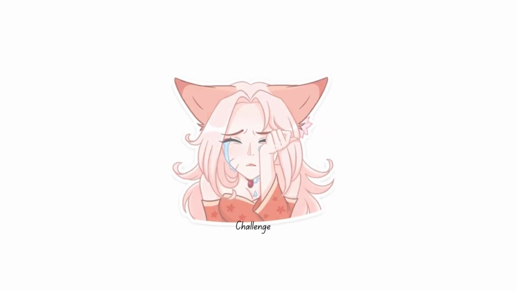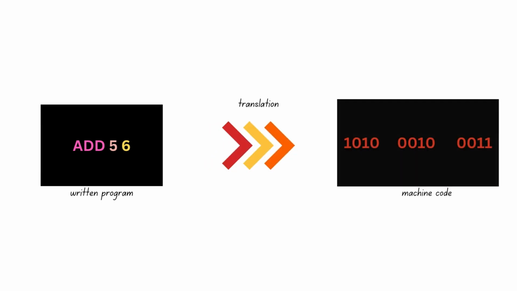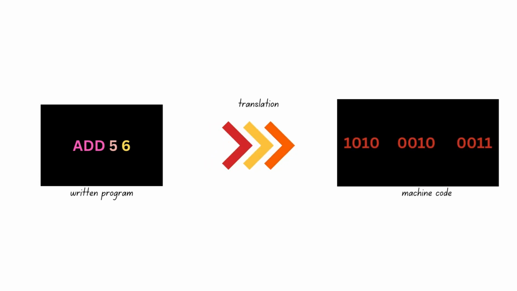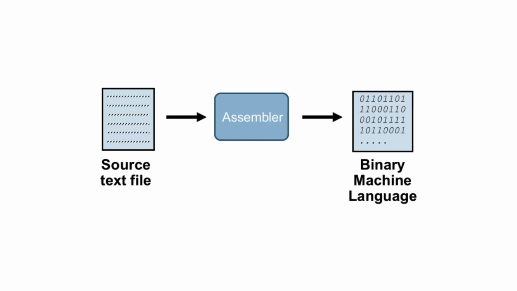Then the challenge again in programming using assembly language is that the written program cannot be directly translated into machine code that the computer will understand. There is need to convert the assembly code into machine code. To do so, a program called assembler is used. It takes basic instructions and converts them into a pattern of bits that a computer's processor can use.